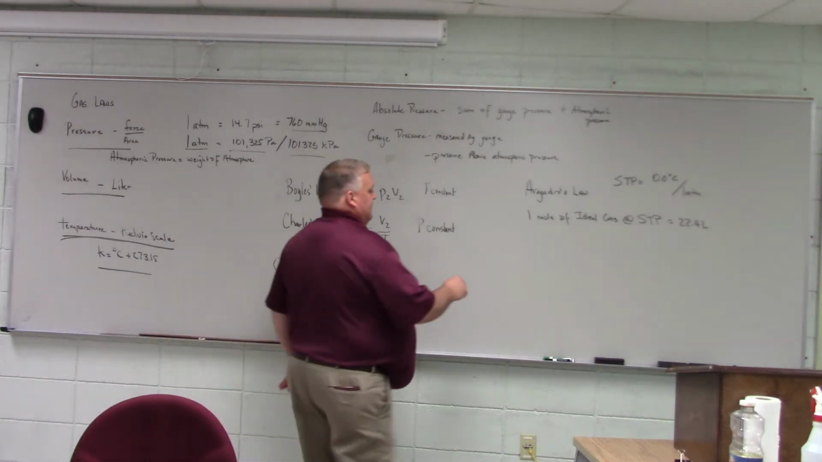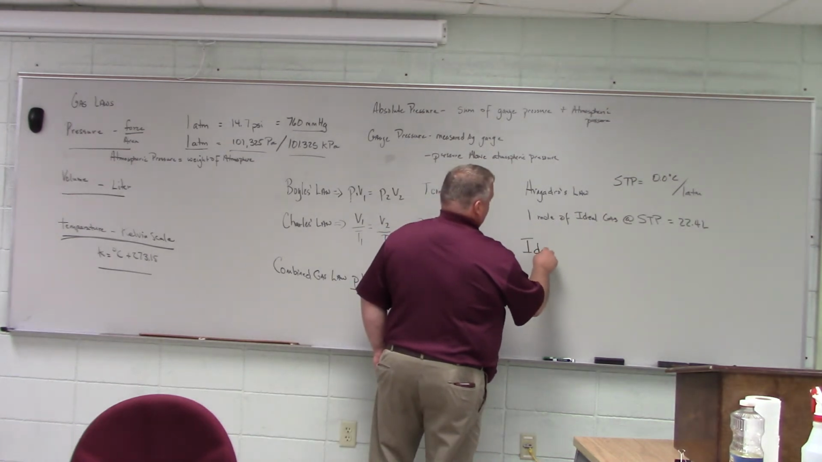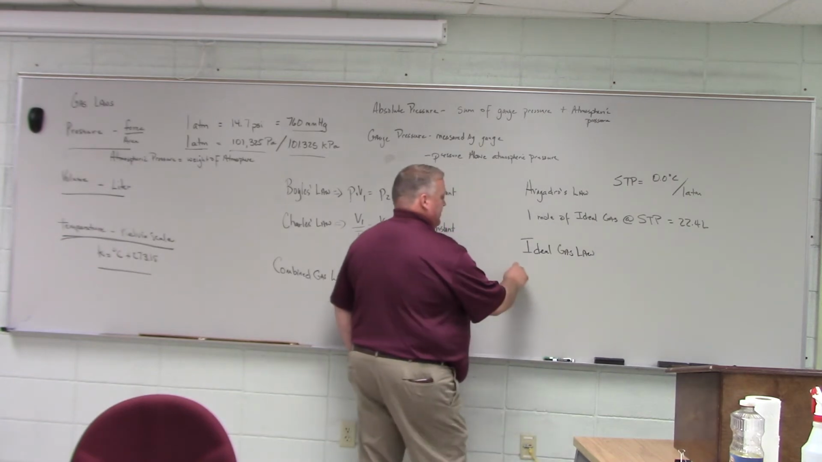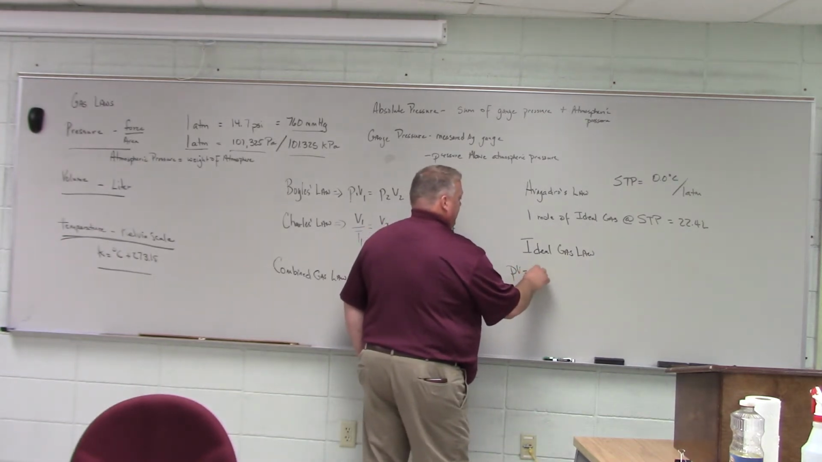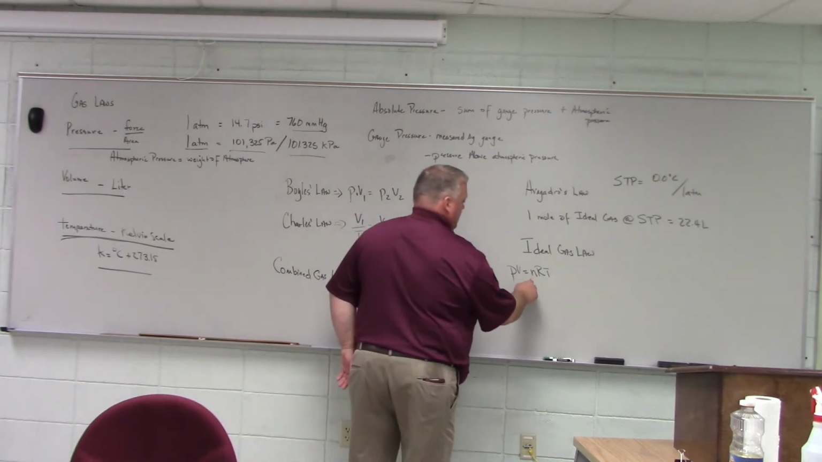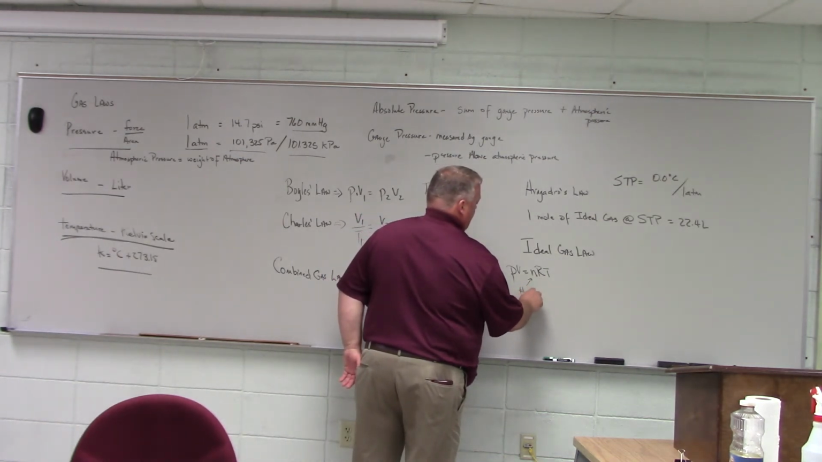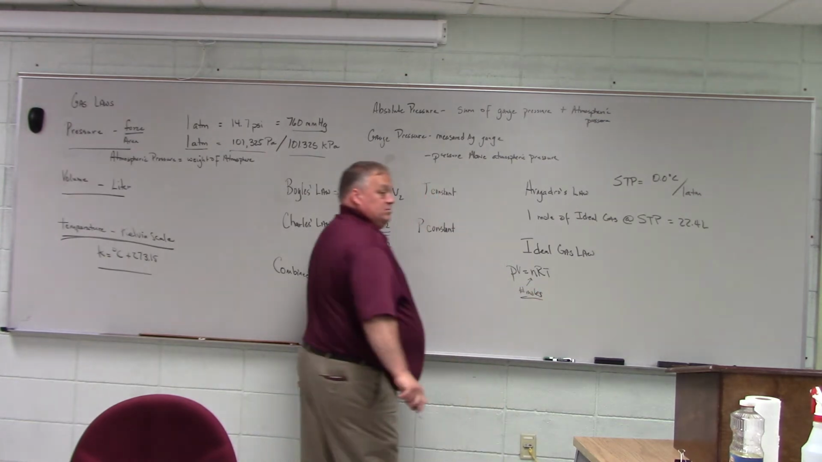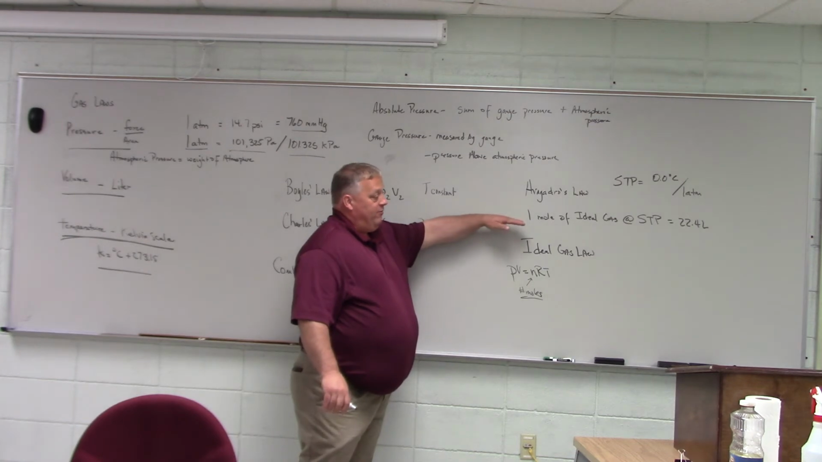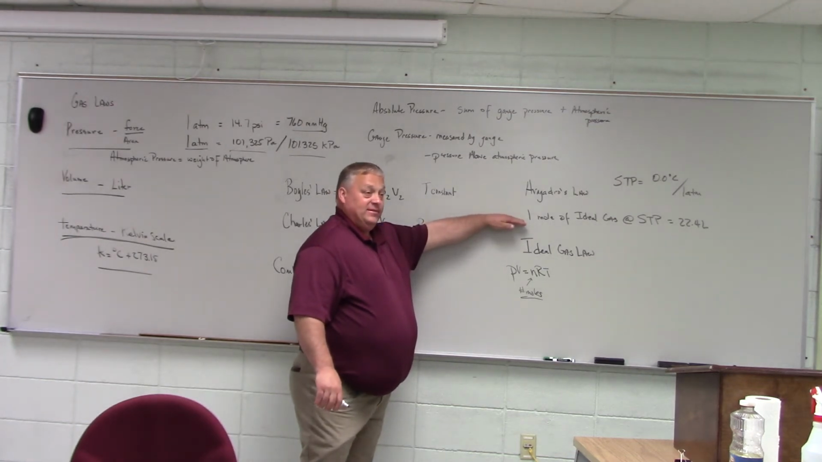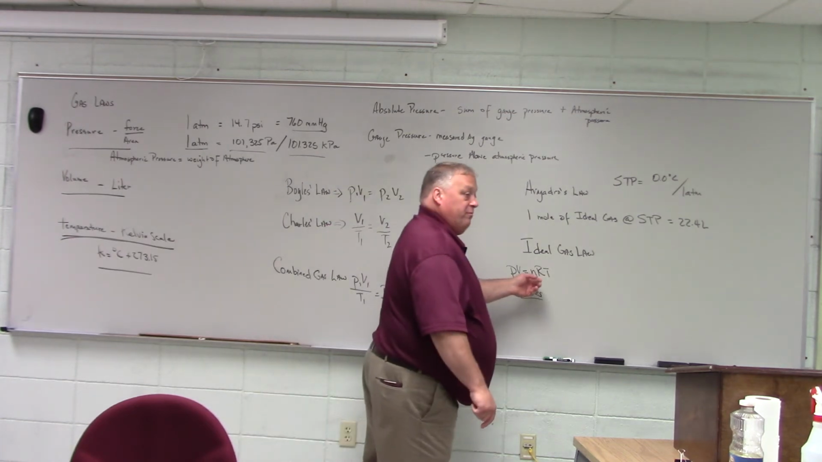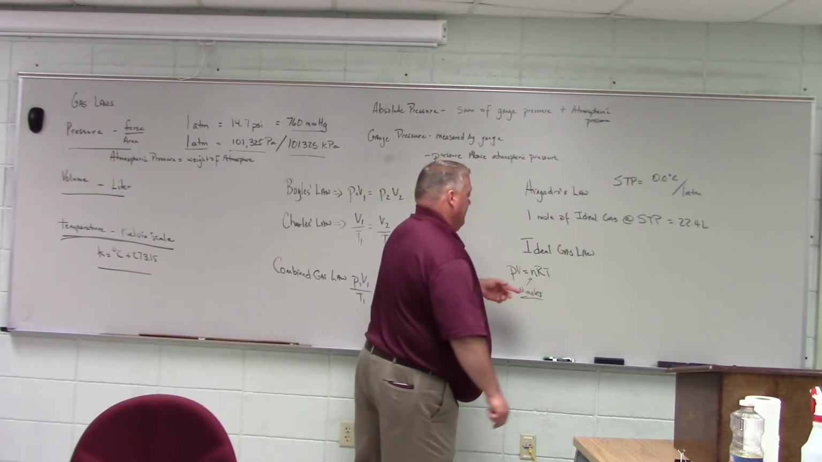And we got 1 more gas law, and it's called the ideal gas law. The ideal gas law is PV equals nRT. Now, n is the number of moles, which comes from Avogadro's law. Remember, one mole of an ideal gas at standard temperature and pressure has a certain volume. Okay, so there's a mole to pressure volume relationship.